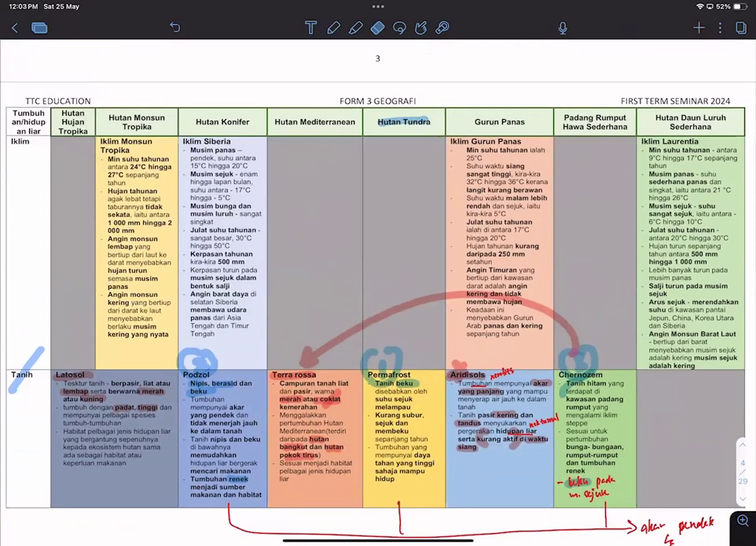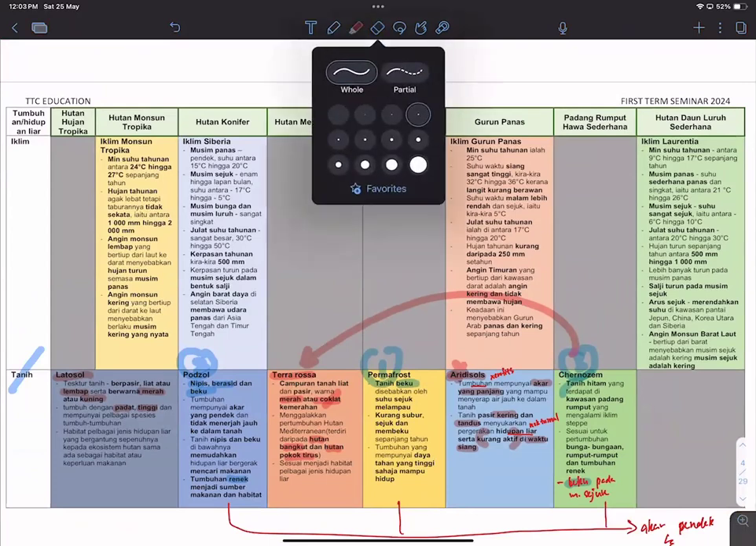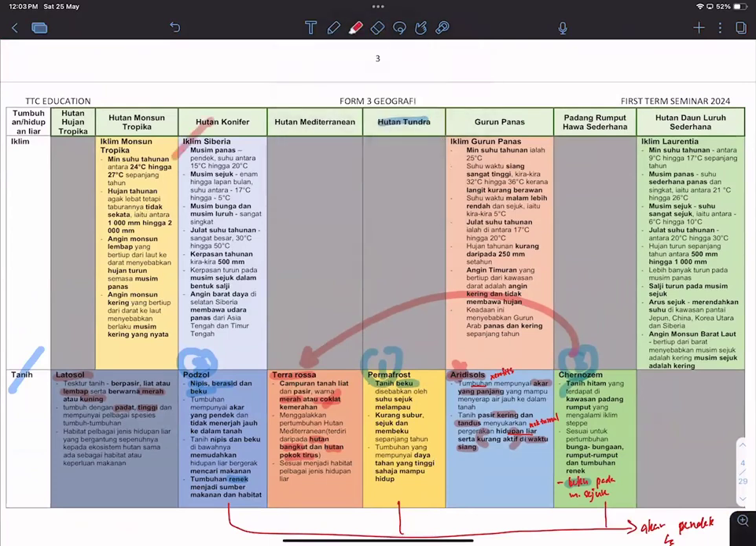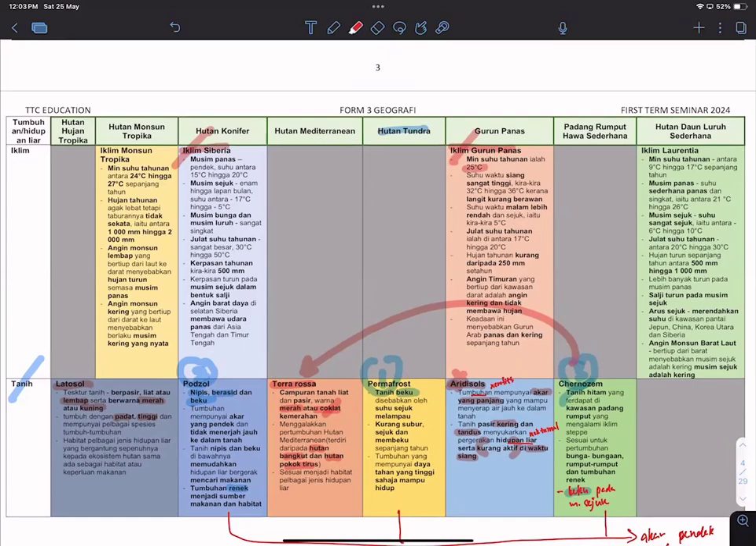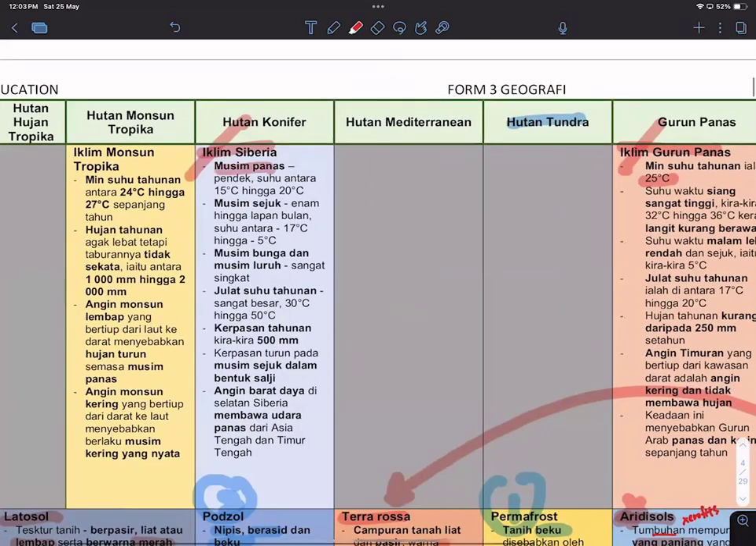Okay, so before we end 3 more minutes, guys, do we have to cover the iklim? So iklim, right? Guys, focus on your hutan conifer, iklim Siberia, and then the iklim gurun panas. Just these two. So how to memorize the iklim? Suhu, hujan, angin. So the suhu for gurun panas, 25 for the mean suhu. But the Siberia, we try to memorize musim panas, musim sejuk. So musim panas, musim sejuk, 15 to 20 conifer.